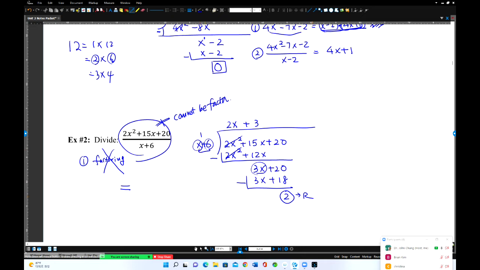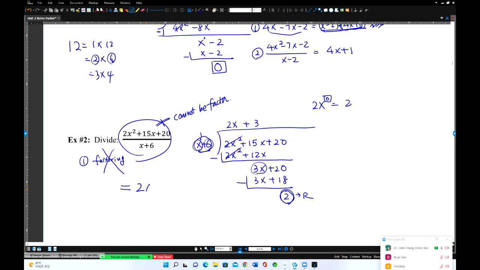In polynomial long division, this number is what? Its degree is less than the divisor. The divisor is degree 1, this is degree 0, right? A constant number is degree 0. No more division, that's final. That is the remainder. So we're going to keep this one.